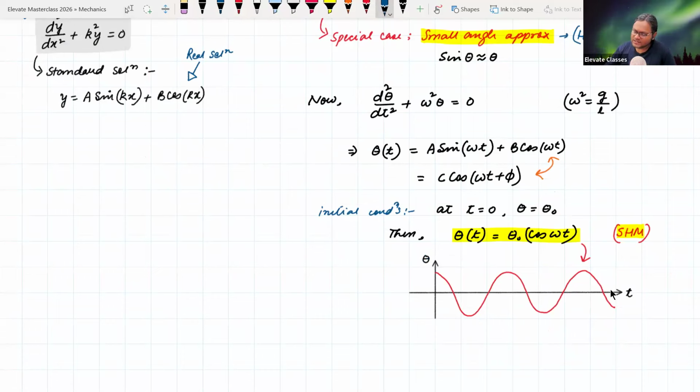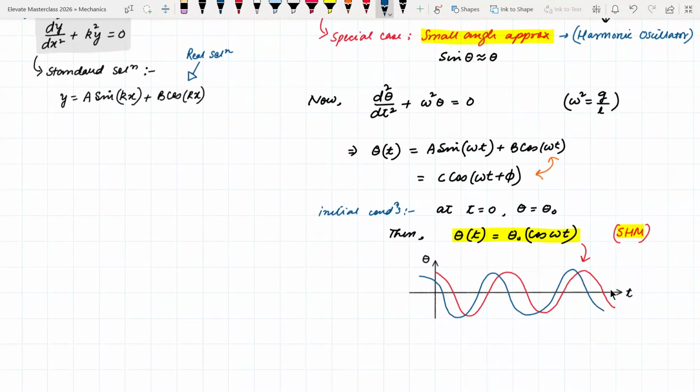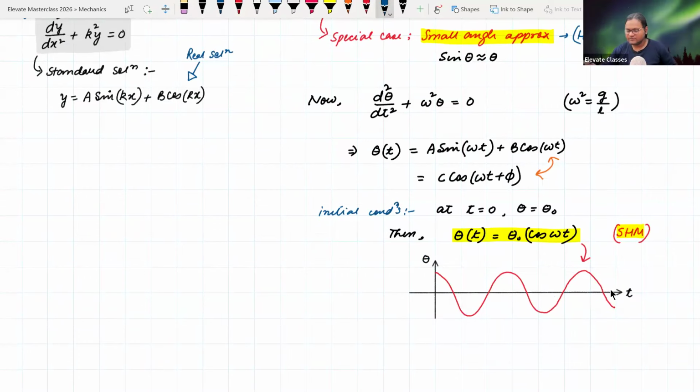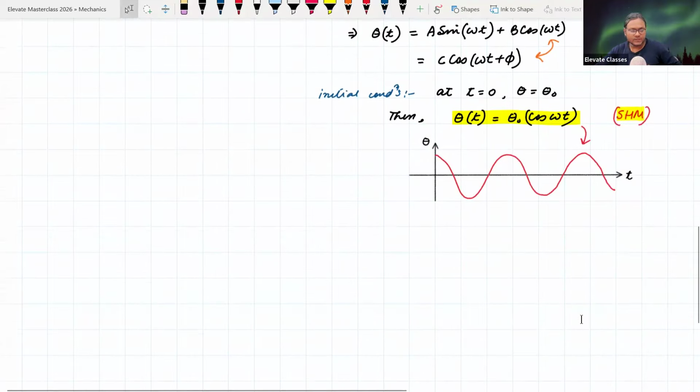For example, what is the difference between this curve and this curve? Tell me. Both have the same amplitude, both have the same frequency. What is the difference between both of these? Phase difference. So that is the phase difference. Okay, that gives you the phase of the wave. All right, let's move forward.